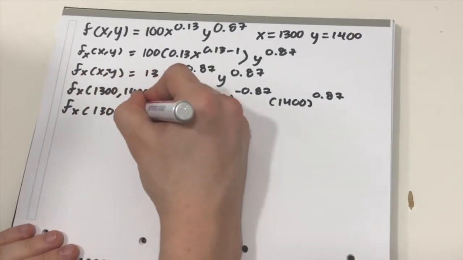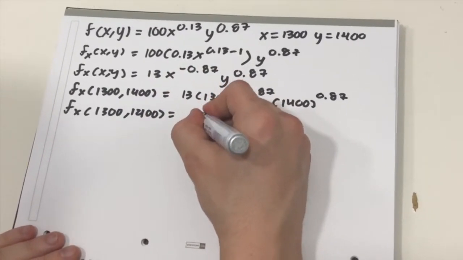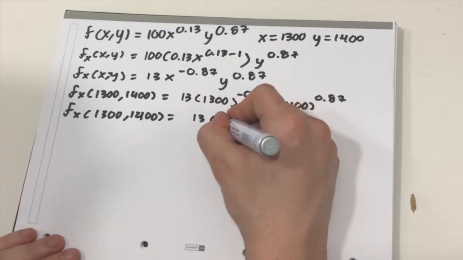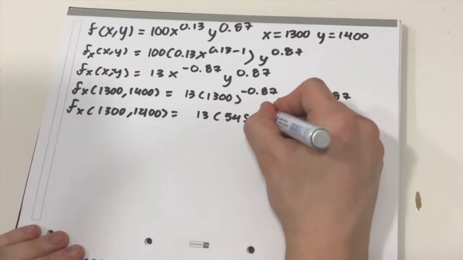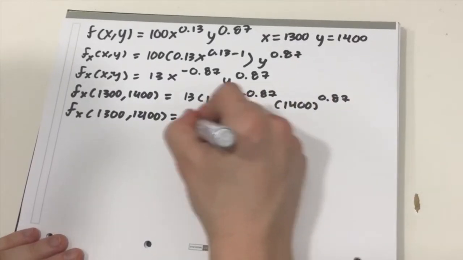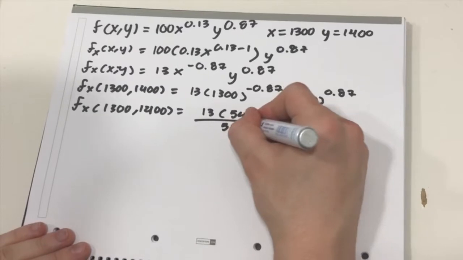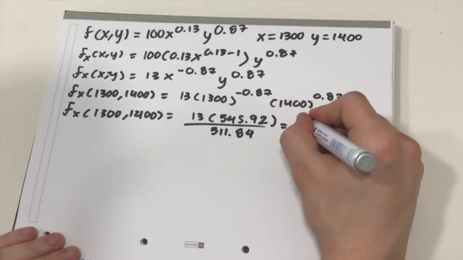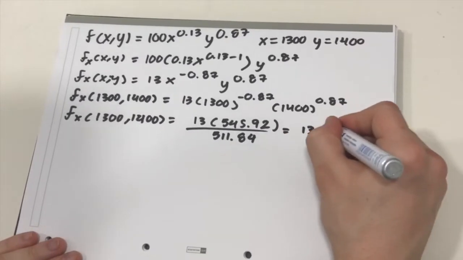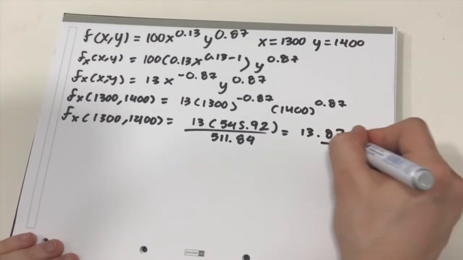When we solve this, it will give us 13 times 545.92, we close parentheses, all of this divided by 511.84. Once we solve this, it'll give us 13.87, which is the marginal productivity of refrigerators.